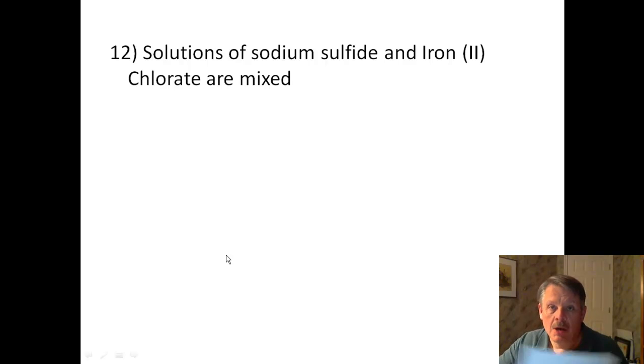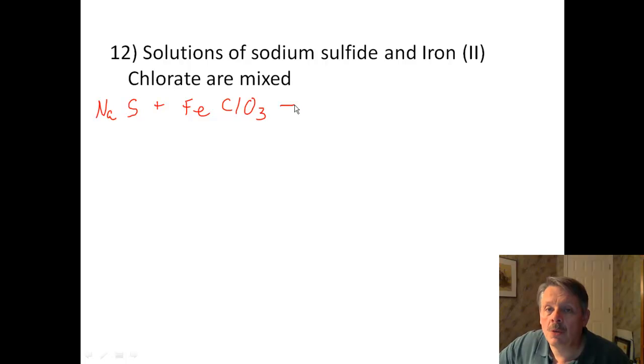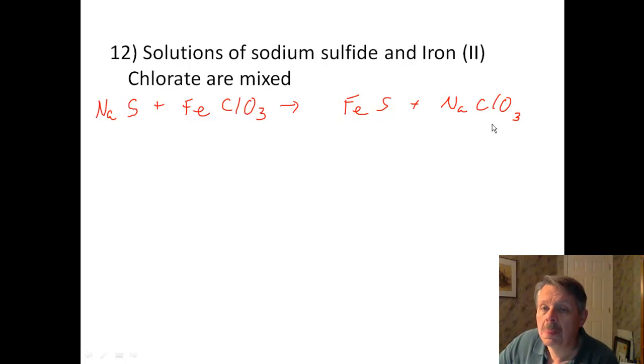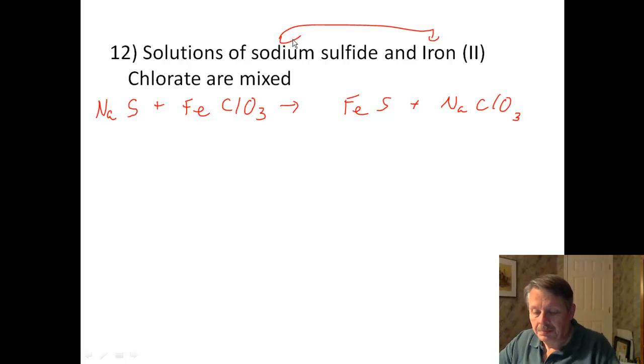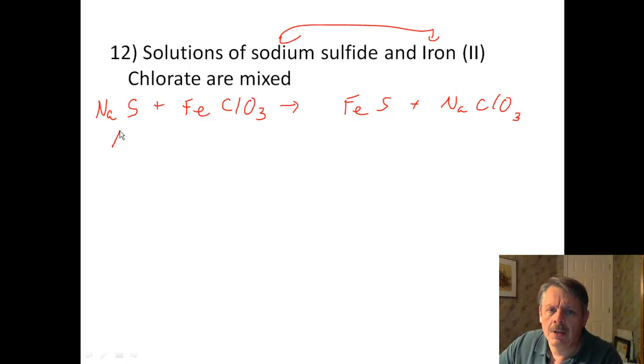If we look at number 12, solutions of sodium sulfide and iron 2 chlorate. So sodium sulfide is Na2S plus iron 2 chlorate are mixed. So my metals should reverse, so I should get FeS plus NaClO3. All right, so let's look at our, again, if it helps you, just take the words and replace them. Okay. So we're going to look for sodium. Wait a minute. Remember, anything with sodium is aqueous. All right. So that means sodium sulfide's aqueous. And that means sodium chlorate's aqueous.